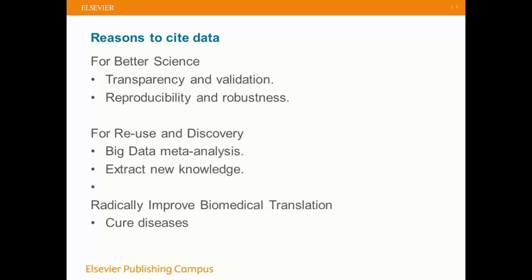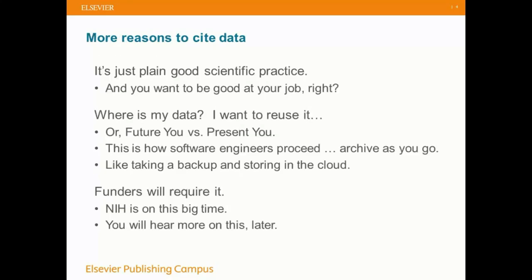Another reason to do it is for reuse and discovery: aggregating data sets, putting them together for big data meta-analysis, and to extract new knowledge. In our work here at the Massachusetts General Hospital, we were involved in a major program of finding new therapeutic targets for Alzheimer's disease, and we used open data sets extensively in this. The last big picture reason is to radically improve biomedical translation. You have to have reproducibility and robustness of findings in order to translate them over to industrial drug development. And ultimately, that's how we develop therapeutic agents to cure diseases.